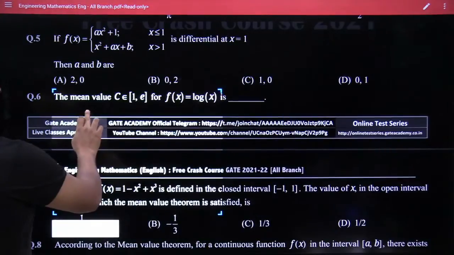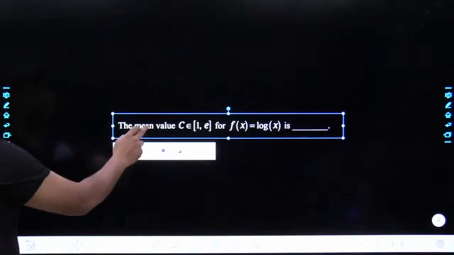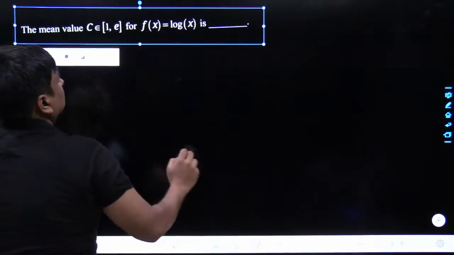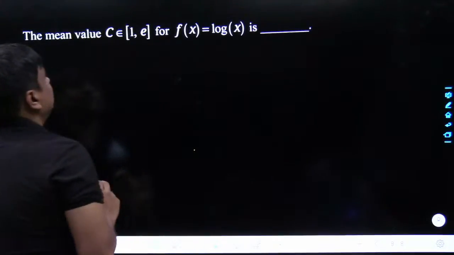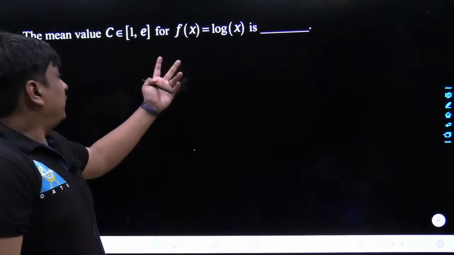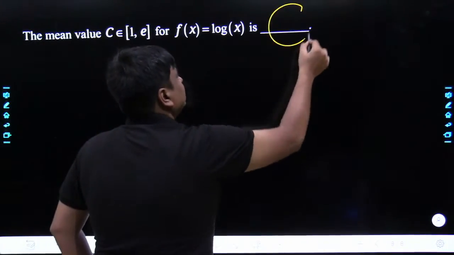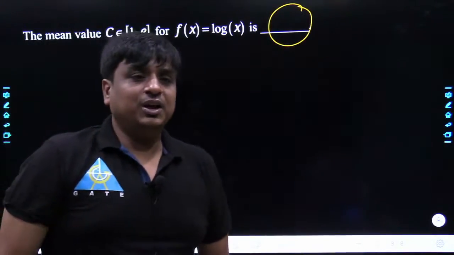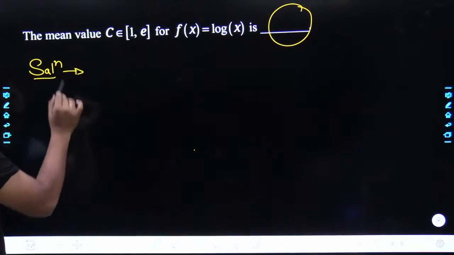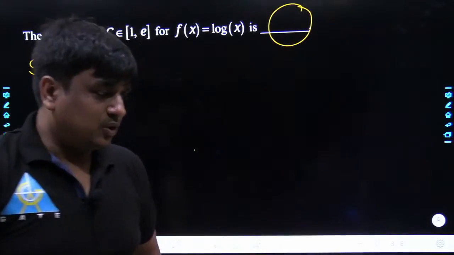You guys have to give the answer for this particular question. Tell me, what would be the answer? The mean value c belongs to the closed interval of 1 comma e. F of x is equal to log of x. It's a problem of numerical answer type, so you have to feed the answer in numeric form. So can you tell me what's going to be the exact answer for this question? That's the first question for you guys. I'm giving a span of 30 seconds, and I'm watching the comment box for your answers.